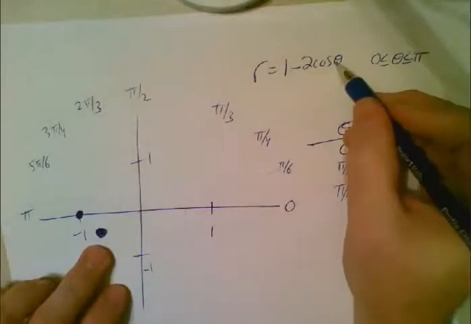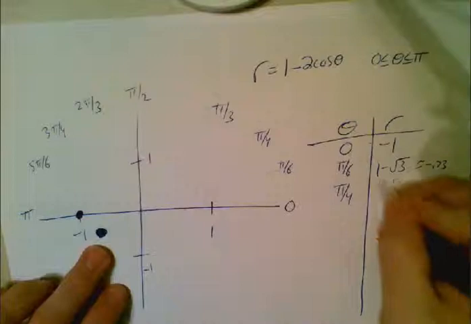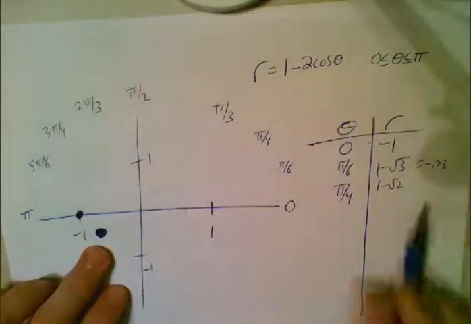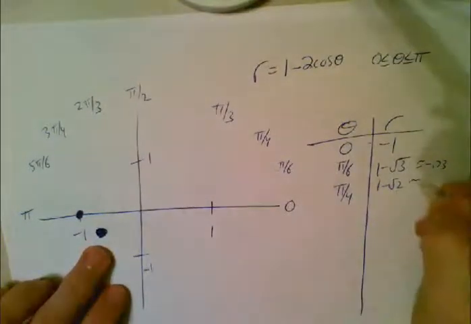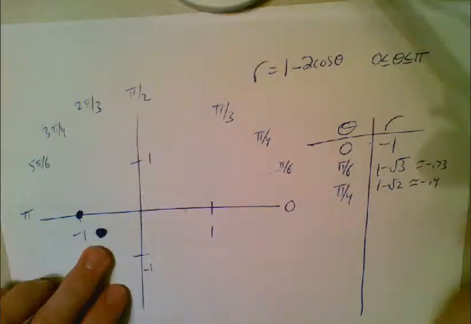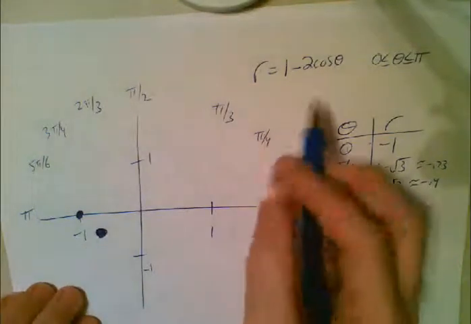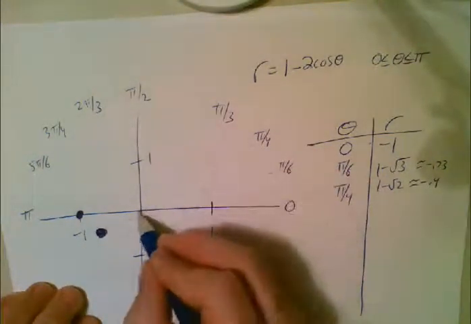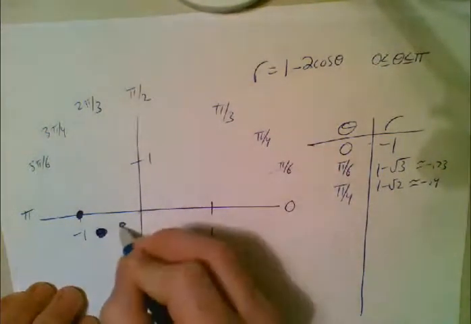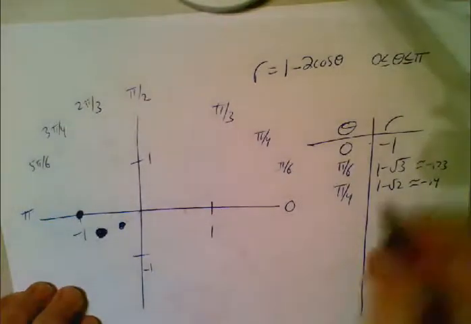How about pi over 4? Radical 2 over 2 times 2 is radical 2. So 1 minus radical 2. Radical 2 is about 1.4, so this is about negative 0.4. I know it's less, so at pi over 4, I have to go back, but only a little bit, maybe to here. How about pi over 3?